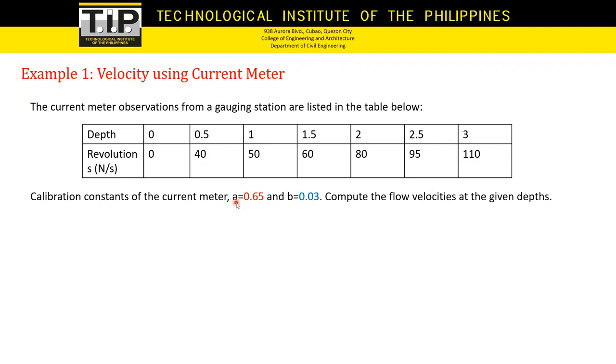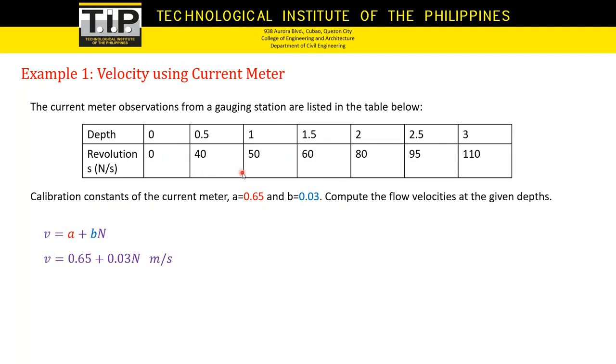These calibration constants are values used to adjust the number of revolutions when computing the stream flow. The formula for velocity in terms of the constants would be V is equal to A plus B times N. So you just do direct substitution: substitute A, substitute B, and N is the number of revolutions. For instance, A is 0.65, B is 0.03. This will be your governing equation for computing velocity per observation.